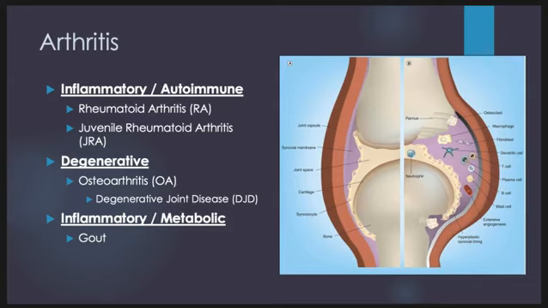There is also degenerative arthritis, which includes osteoarthritis, another chronic disease. It is also known as DJD, or degenerative joint disease. Lastly, there is also inflammatory or metabolic arthritis. This is also known as gouty arthritis. Gouty arthritis is usually temporary and may have occasional flare-ups.